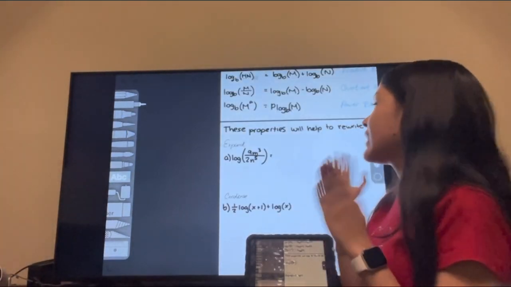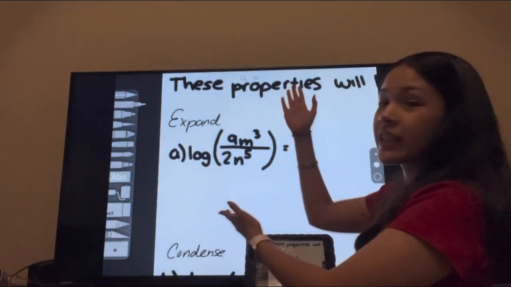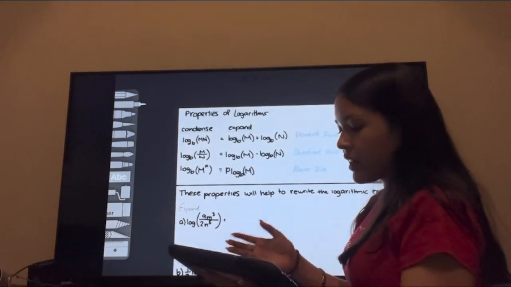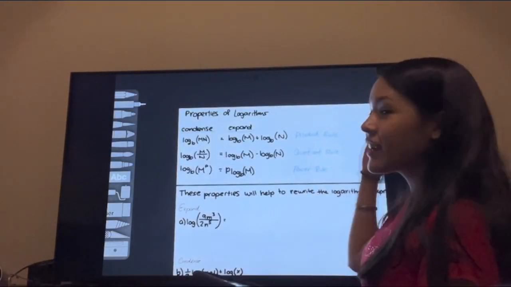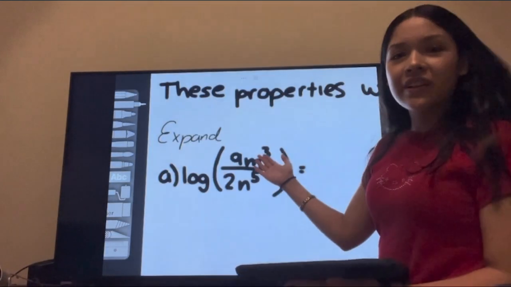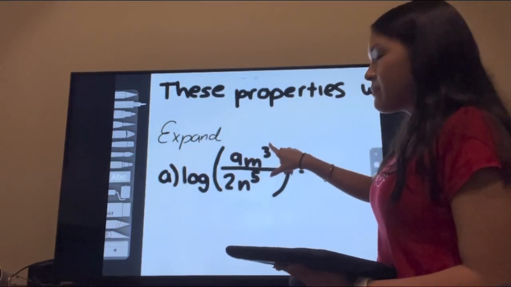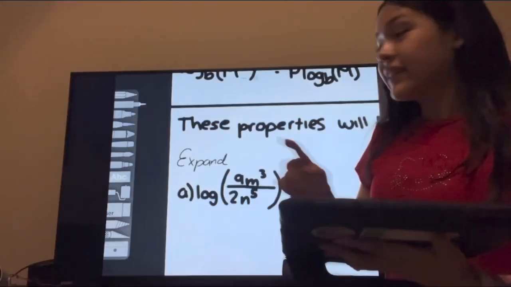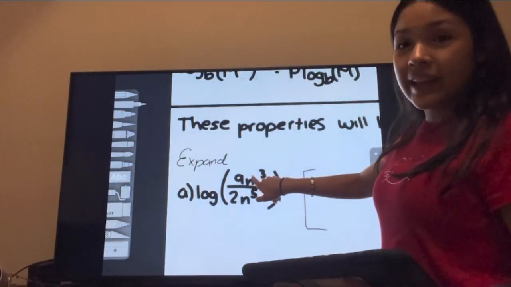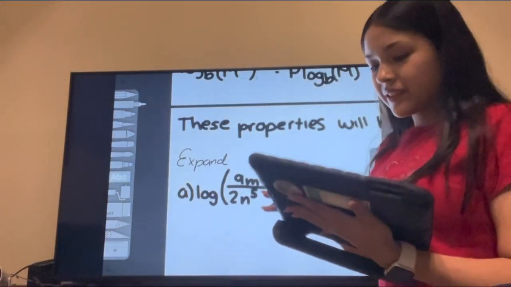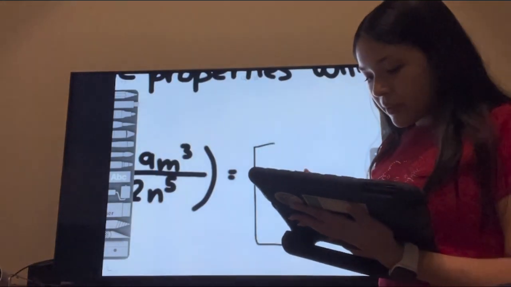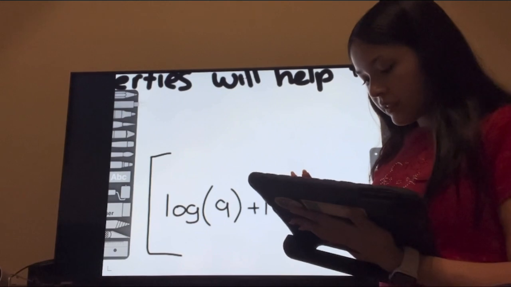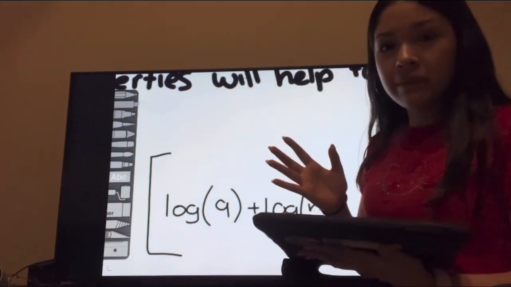Let's solve some examples. First, we have to expand this logarithm expression. Using our product, quotient, and power rules, we're going to expand 9m to the power of 3. So these 9 and m are multiplying. So we put it as log of 9 plus log of m to the power of 3.